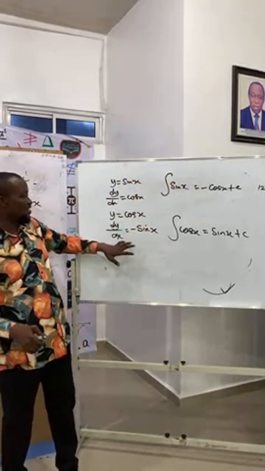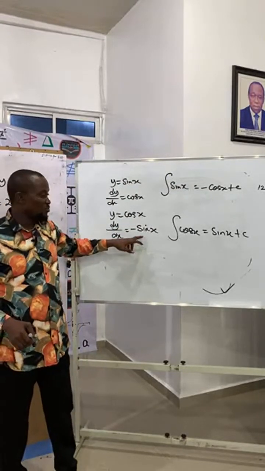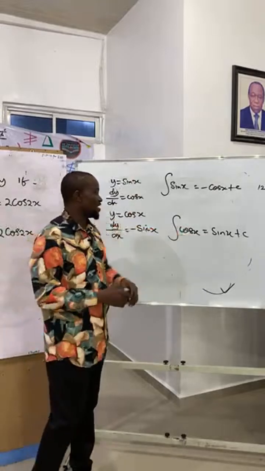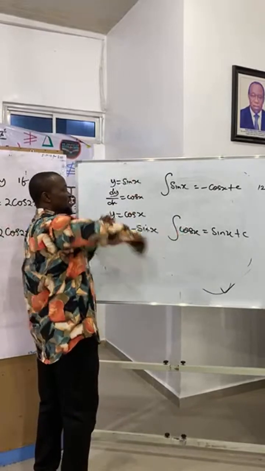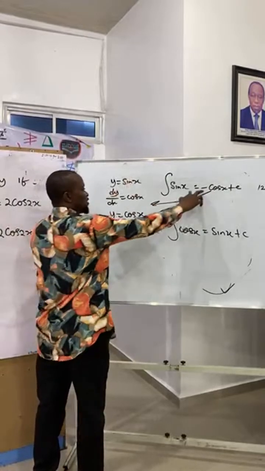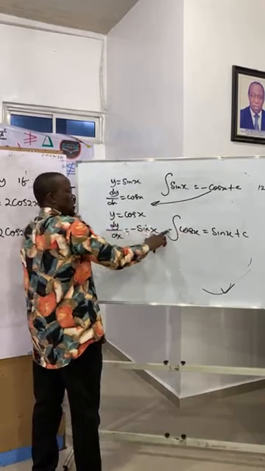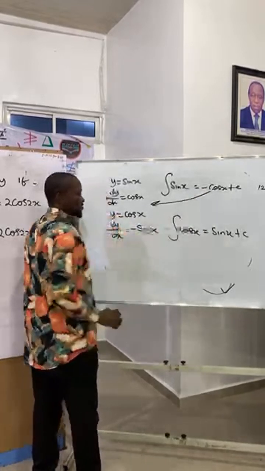Differentiation of sine is cos, but integration of sine is minus cos. If you differentiate cos, you have minus sine. But if you now integrate cos, you have sine. Because this is as if in reverse. The reverse of this gives us this. Because a minus outside here with the cos of this will give us a minus sign.